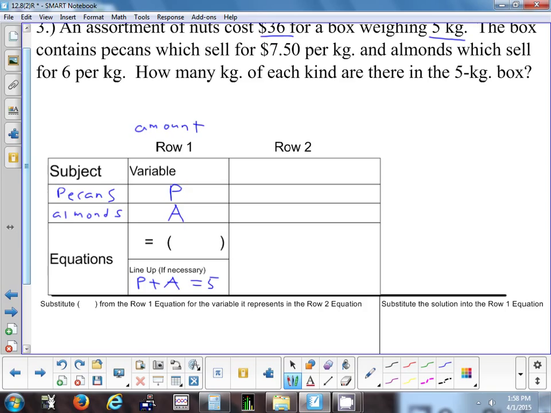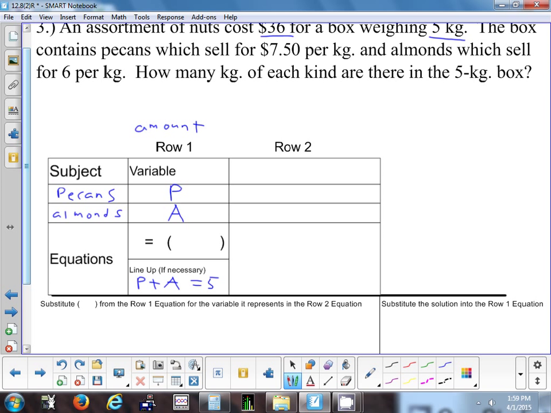Okay, and there's not that many options for what you're going to get for answers here. P and A have to be positive, and they have to add up to 5. Now we have to get either P or A by itself. You can tell me how to do that.